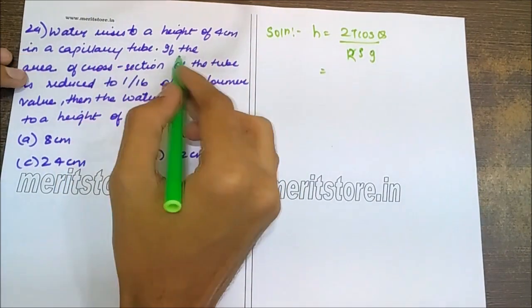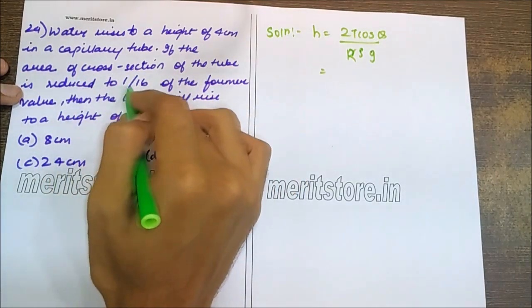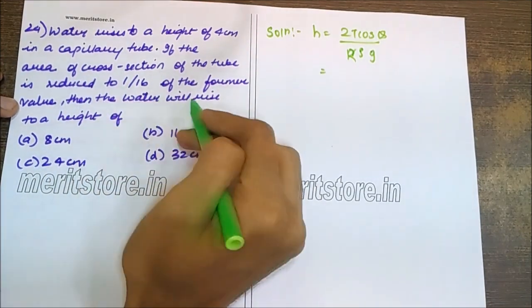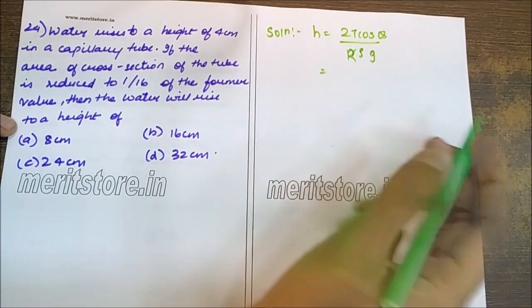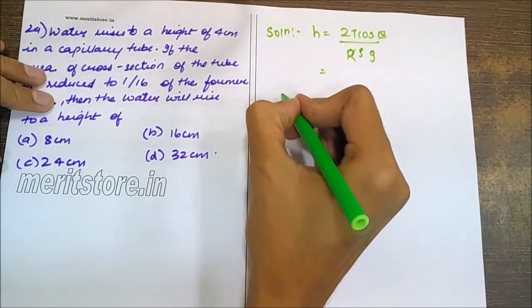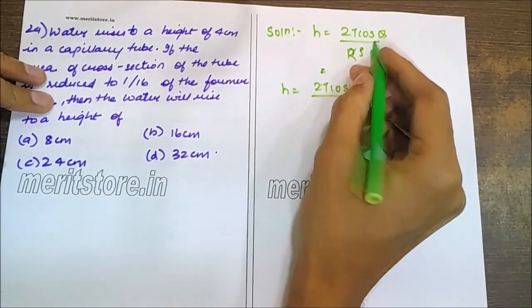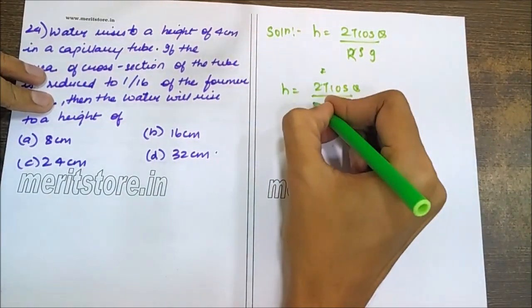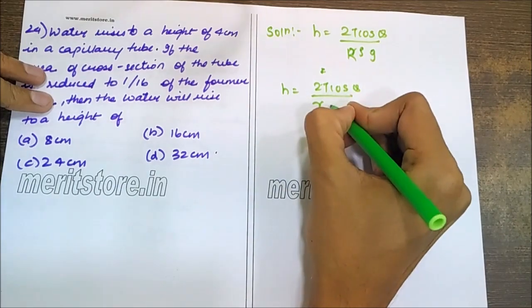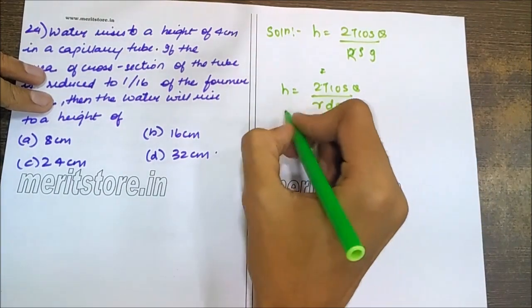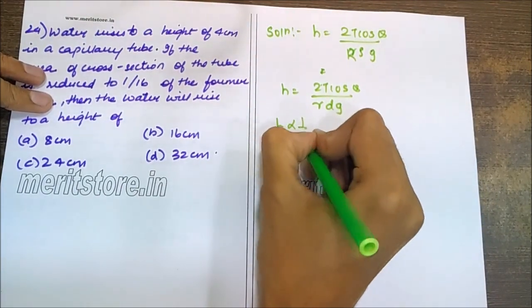So we have, if the area of cross section of the tube is reduced to 1 upon 16th of its former value, then water will rise to a height of. Okay, so here we have to make the changes in the equation. 2T cos theta upon r rho g. The r becomes smaller. So here the height is inversely proportional to the radius.